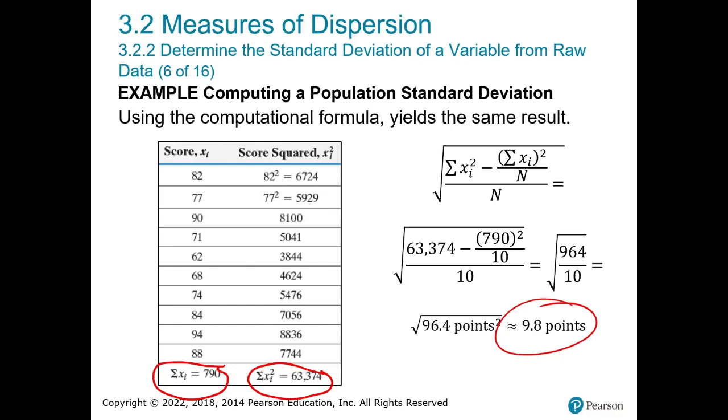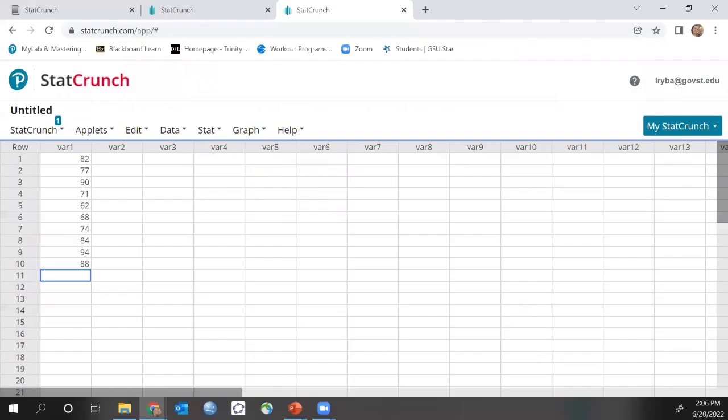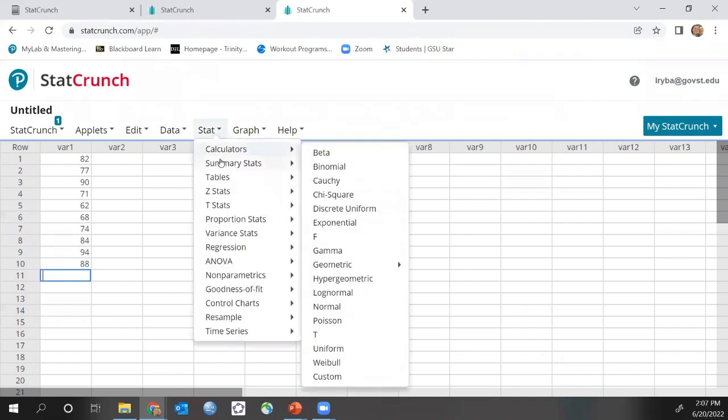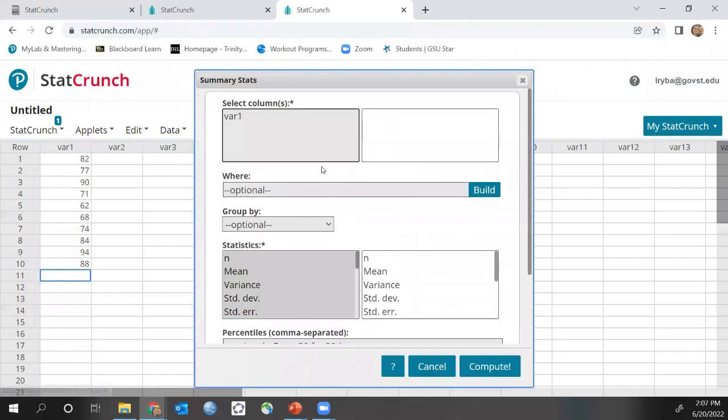Okay, so how on earth do I do this? How do I get this 9.8 value? Well, what we are going to do is go to StatCrunch. I have already entered my 10 scores into StatCrunch. We are going to go to Stats, Summary Stats, Columns. Everything we're doing here is in the same place.